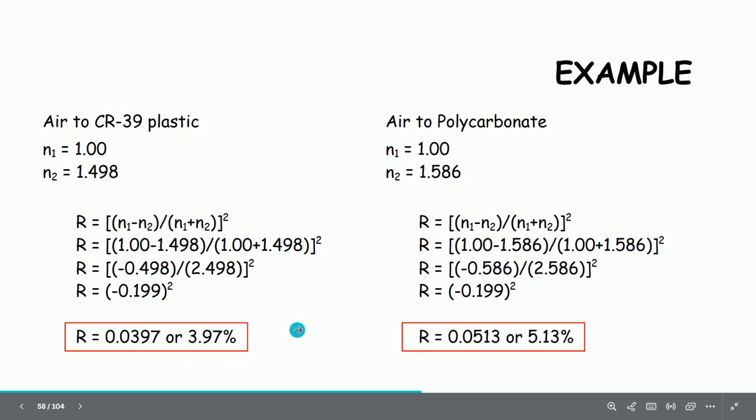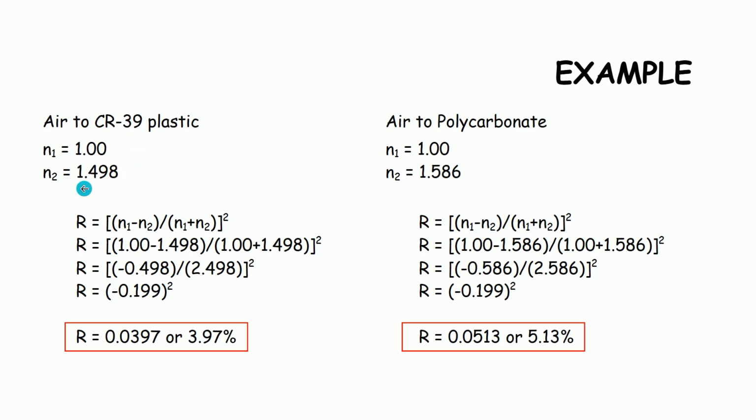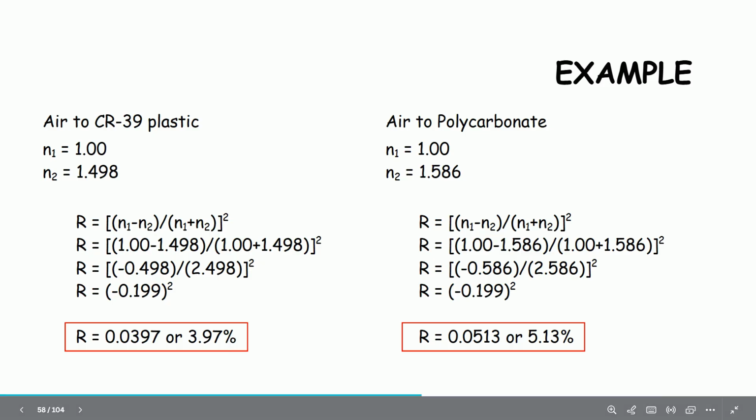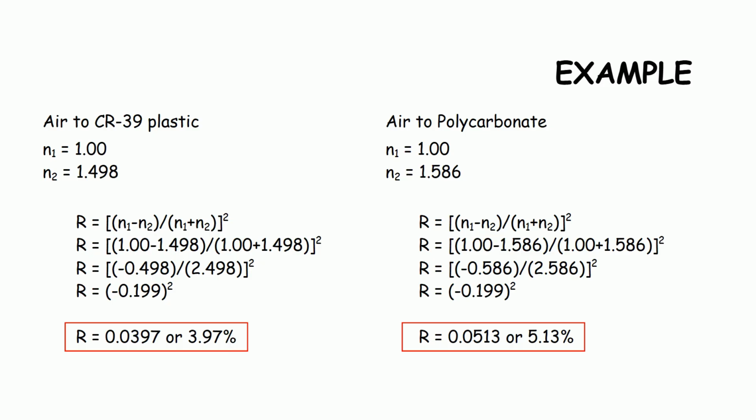So we can say here that CR39 plastic, which has an index of refraction of 1.498, has a Fresnel reflection of 3.97%. So it bounces back 3.97% of light. So that may be the reason for the reflection in a pair of CR39 glasses.